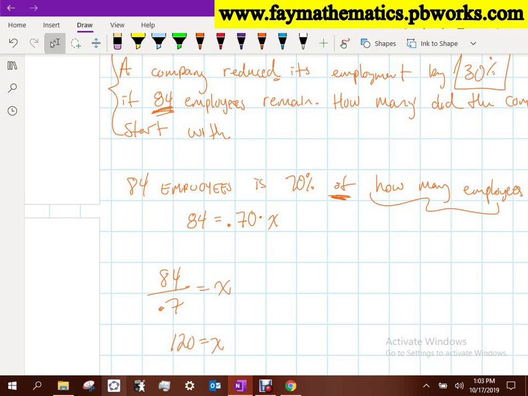Now, think about this. What is 30% of 120? Take 120 and multiply it by 0.3. That's 36. So if I'm going to reduce my staff by 30%, and I started with 120, I've got to get rid of 36 of them, right? Take 120 minus 36. What do you get? You get the 84 that we kept. Does that make sense?